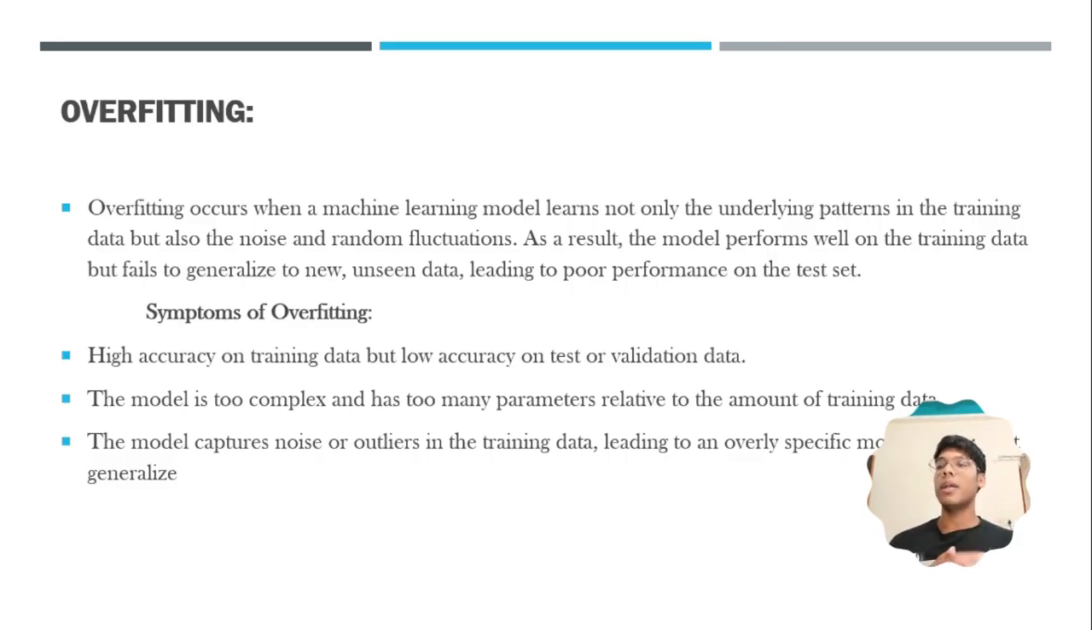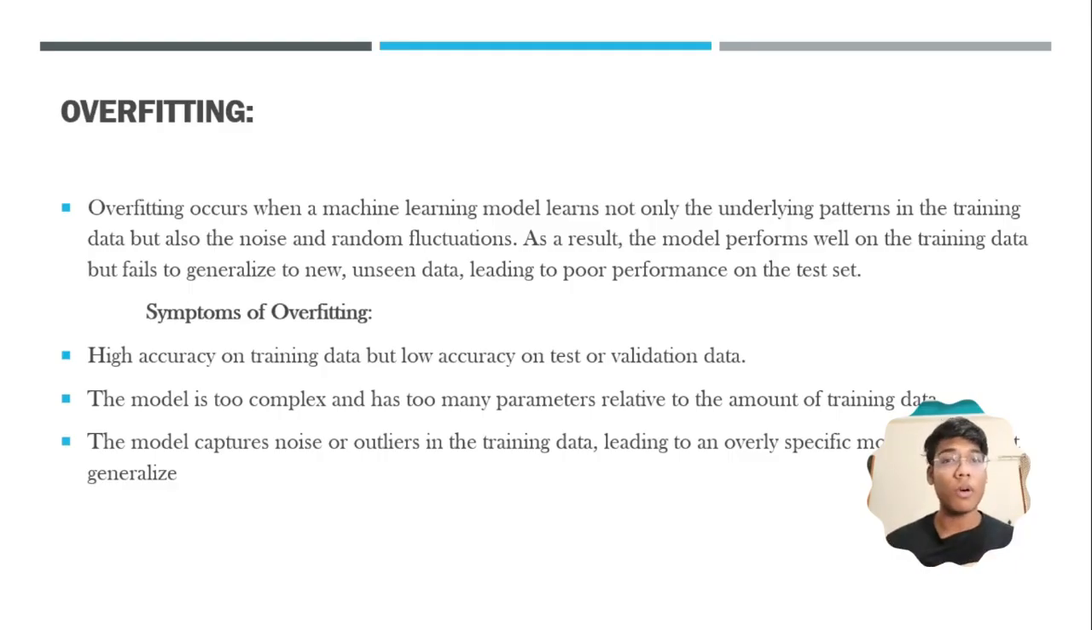So now coming to the topic of overfitting. Overfitting occurs when a machine learning model learns not only the underlying patterns in the training data but also the noise and random fluctuations. As a result, the model performs well on the training data but fails to generalize to new, unseen data, leading to poor performance on the test set.